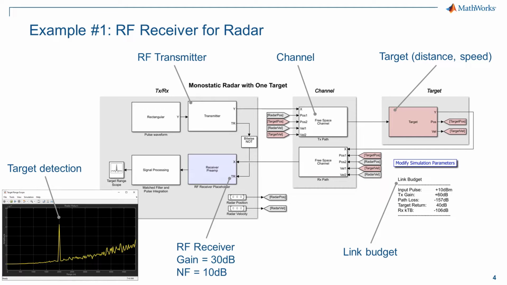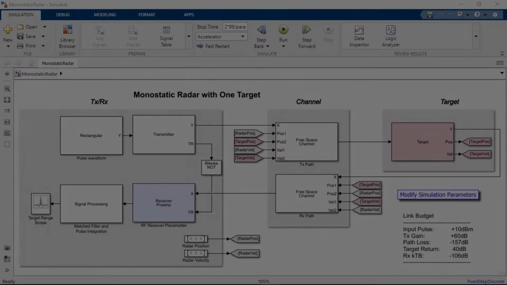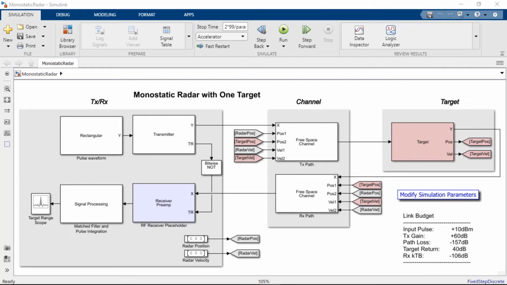The first example is a very simple radar system. It is composed of a transmitter, a receiver, a channel, and a target model for which we can specify location and speed. Let's open the model. This radar is a monostatic pulse radar. It operates at 10 GHz with a signal bandwidth of approximately 30 MHz. The model includes a pulse generation, the target reflection, the signal acquisition, and the digital signal processing algorithms.